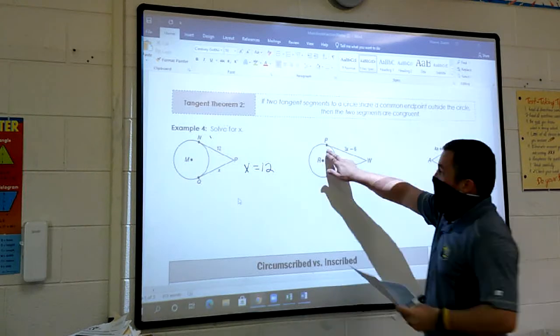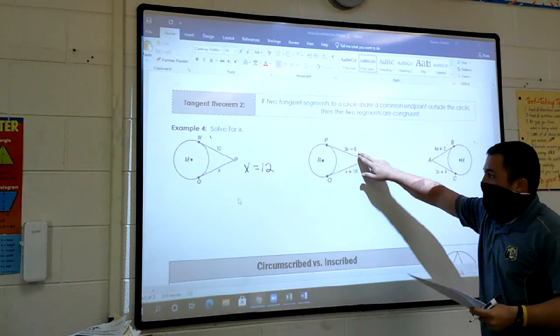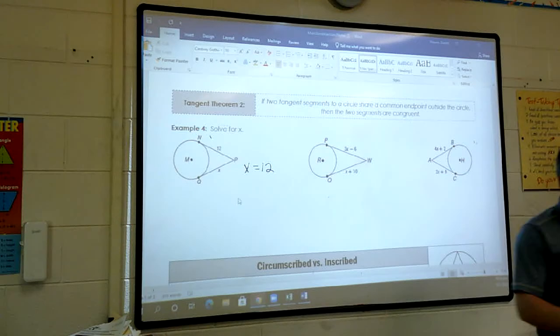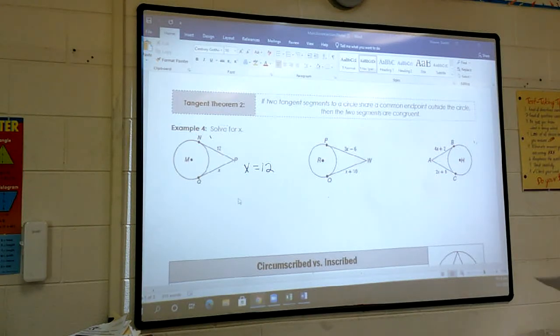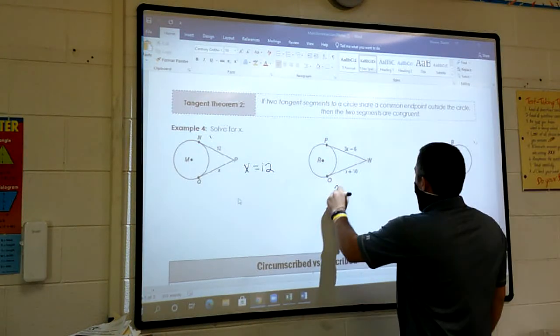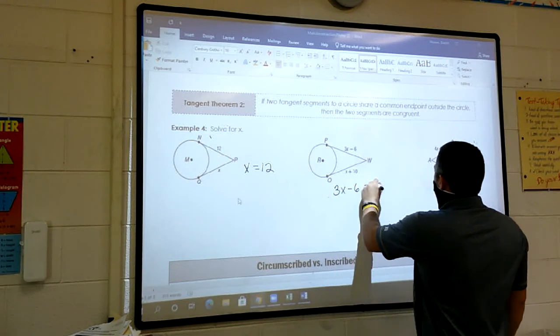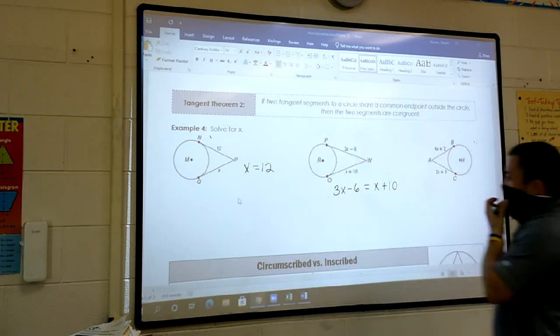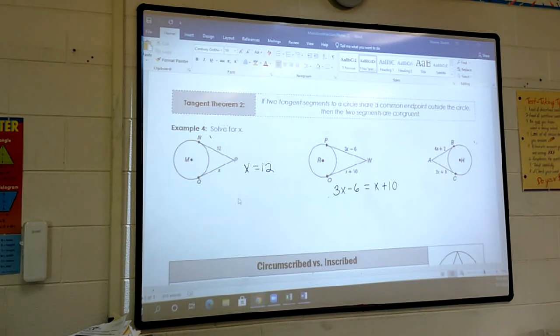So if PW is 3x minus 6, then QW is x plus 10. It means they're equal to each other. So we have to say 3x minus 6 equals x plus 10. So we go back, just like we have in almost all the units in Math 3. No matter what we're talking about, circles, quadrilaterals, absolute value, any of our earlier units, we end up with an equation at the end. And so we're just trying to solve for x.